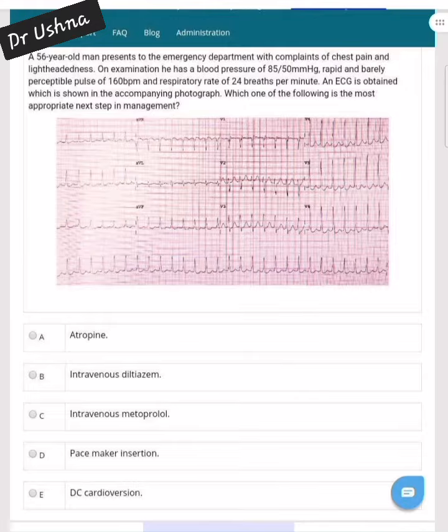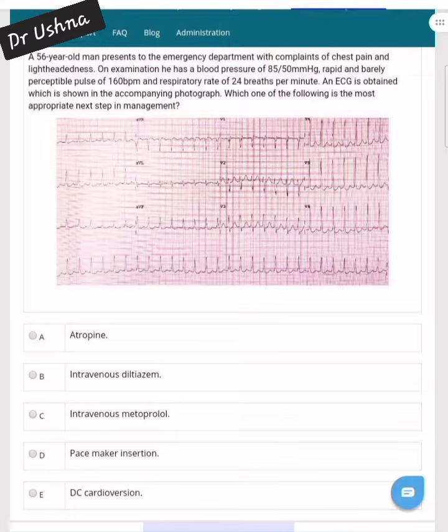To start with the first MCQ: a 56-year-old man presents to the emergency department with a complaint of chest pain and lightheadedness. On examination, blood pressure is 85/50, with a rapid and barely perceptible pulse of 160 beats per minute, and the respiratory rate is 24 breaths per minute. An ECG is obtained, which is shown in the accompanying photograph. Which of the following is the most appropriate next step in the management?